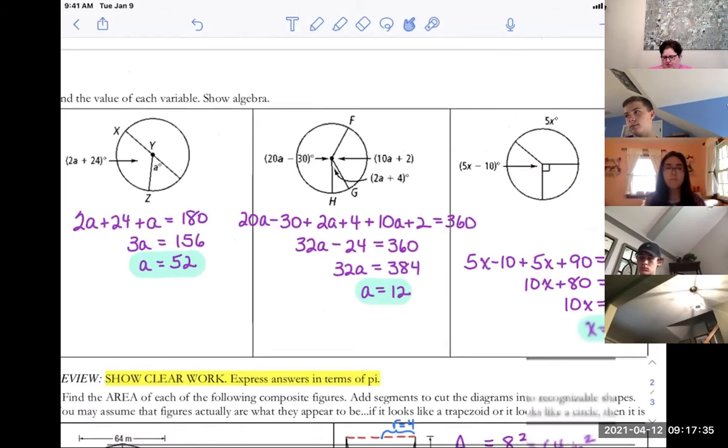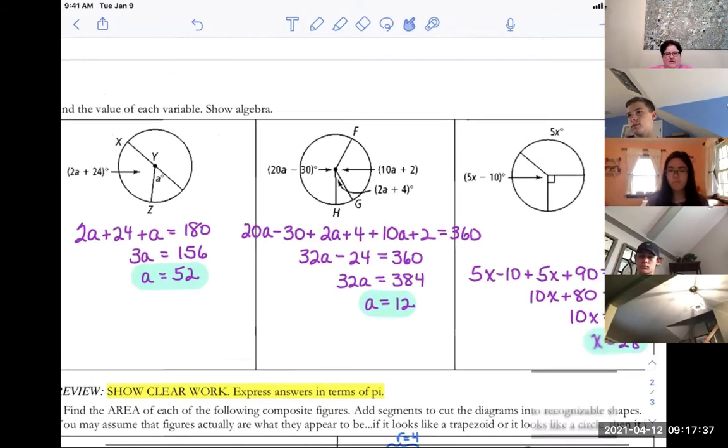Okay. And then here's a few more that are dealing with arc measure. Okay, arc measure, we're talking about 360 degrees. Arc length, we're talking about the circumference of the circle.